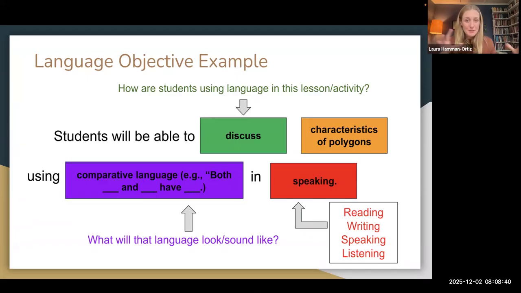So you can see this helps me to plan the language function, how they're using the language, and the language features really intentionally. So I can begin to think about, okay, what is the specific language that I want them to be using and developing in relation to this content learning.